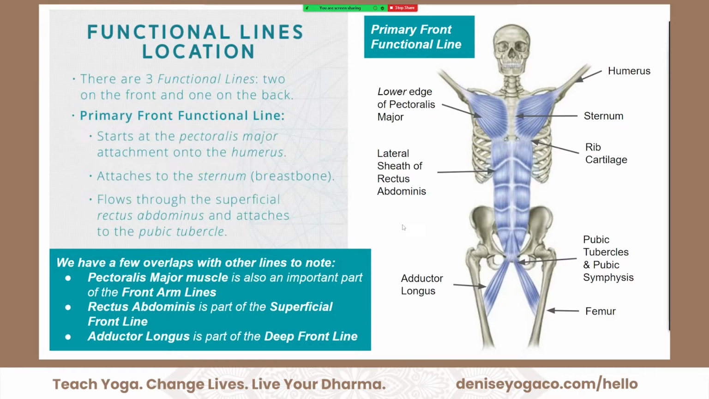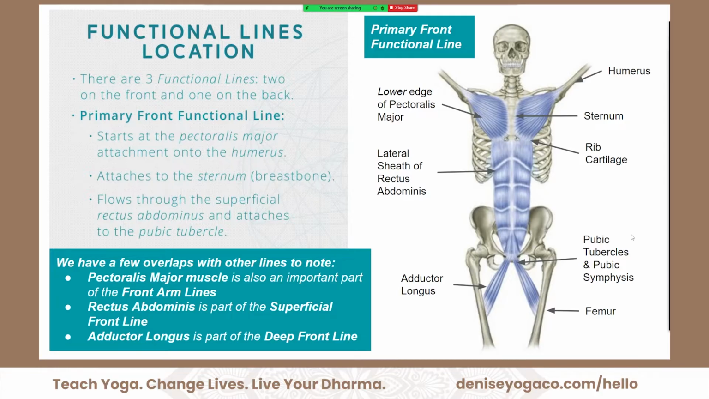The front functional lines are on the front side of the body. We have a primary and a secondary functional line. I'm going to show you the difference, but I personally just think about the front functional lines as one unit, because it's not helpful in teaching movement to talk about the distinction. Nobody cares. What you really want to focus on is what do I do with the front functional lines? How does that help me in a posture? So let me show you the two functional lines.